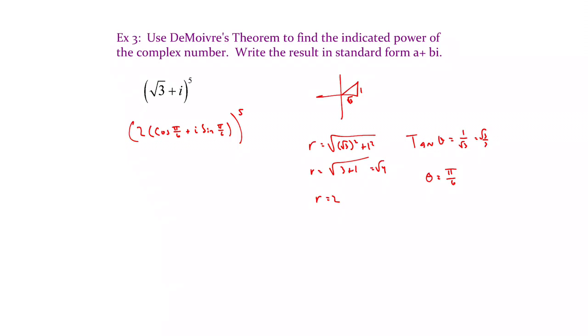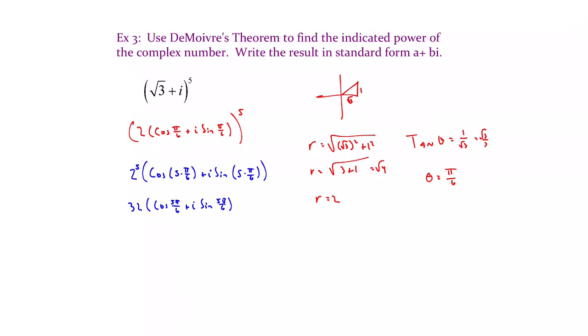So now we can use DeMoivre's theorem. The 2 gets raised to the 5th. The cosine of pi over 6 gets multiplied by 5. I'm going to switch this around, but it doesn't matter really. So it'll be 5 times pi over 6 plus i times sine of 5 times pi over 6. 2 to the 5th is 32. This will turn into 32 times cosine of 5 pi over 6 plus i sine of 5 pi over 6.